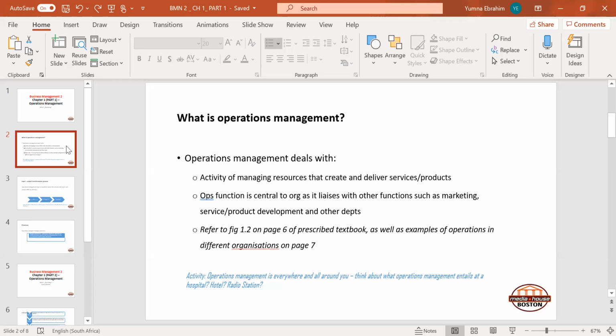Okay, so I put a little activity down there. Please take note of the activities, think points. They get you to start thinking along the lines of what we're covering, and later on we'll incorporate these activities into online discussions. Okay, so the first part is quite important of this chapter, where you start to grapple with what is operations management, why it's important, what it deals with, etc.